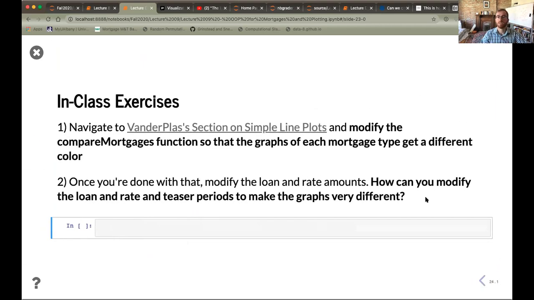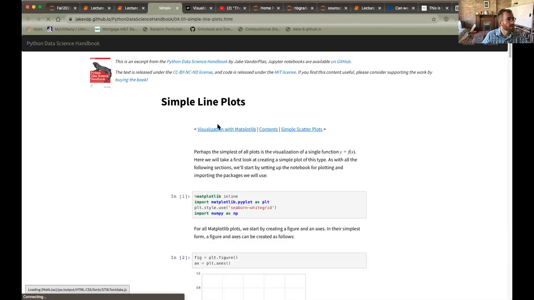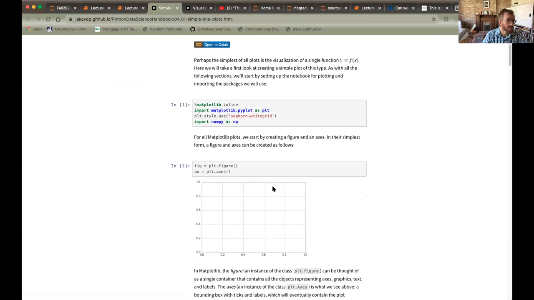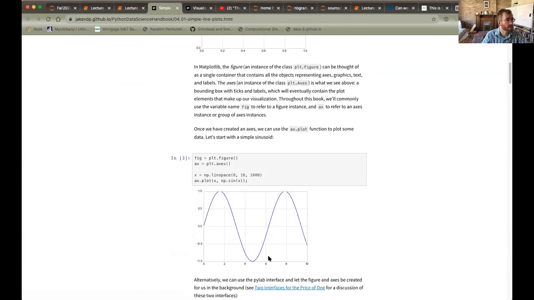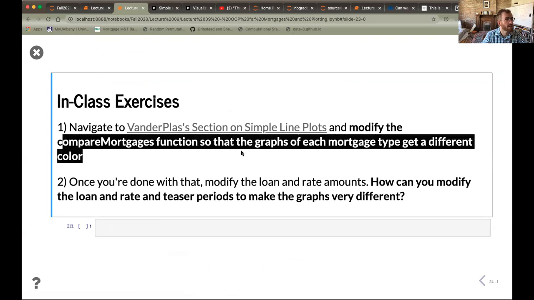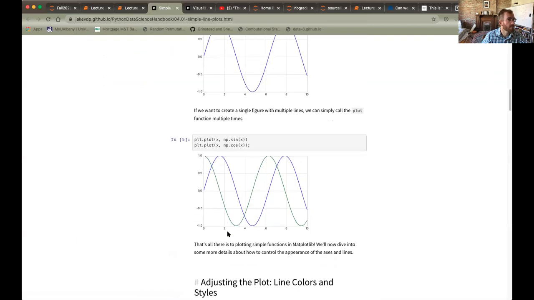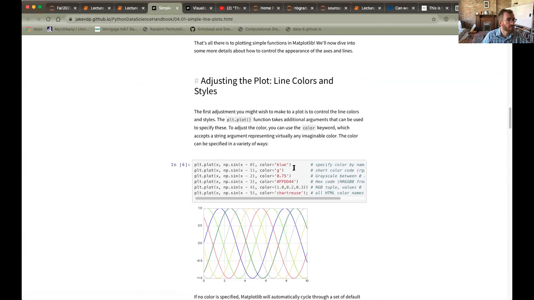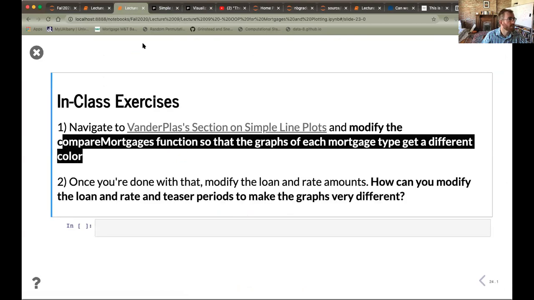All right, so that's it for today. So I want you to go ahead and navigate to this section of Van der Plas, where you look at simple line plots and mess around with some of the various options here. And I want you to modify the compare mortgages function so that the graphs of each mortgage type get a different color. So that means you need to go in here and look up, how do you change the color? Well, here you go, you have it here. You can just literally set a new attribute color, and there are lots of different ways of passing that color, either hex values or some other grayscale value.